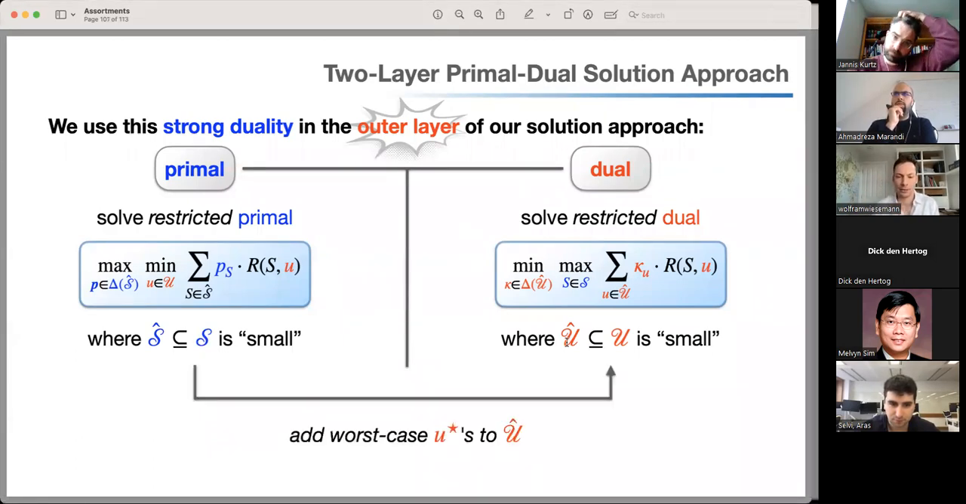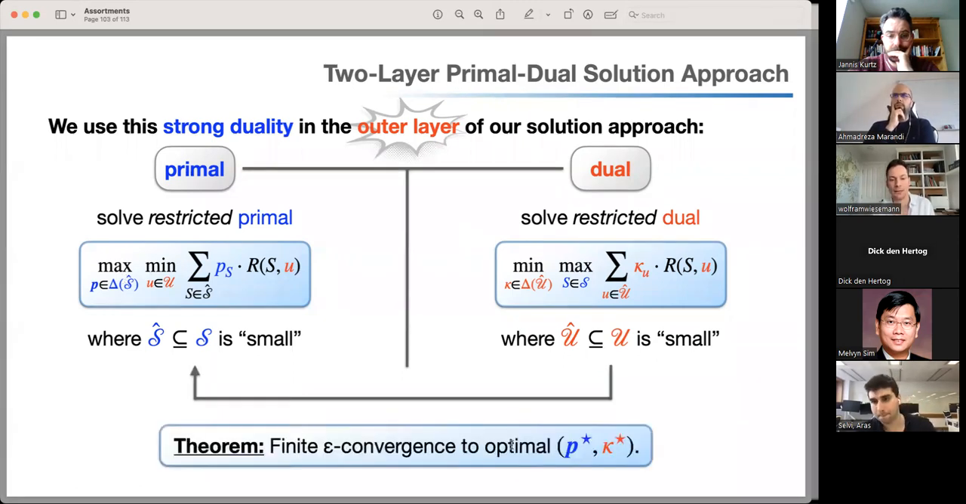And it turns out that if you choose the right strategy to update the set of restricted parameter realizations and the set S hat of assortments that we randomize over, then you can indeed get finite convergence of both problems to the optimal value. So that's what we do to compute optimal assortments, but still, whenever we have one iteration of our primal-dual solution approach, we have to solve this problem here, which is in itself not entirely easy to solve.